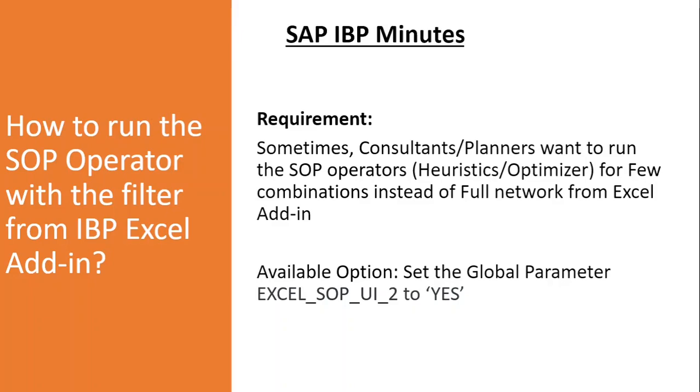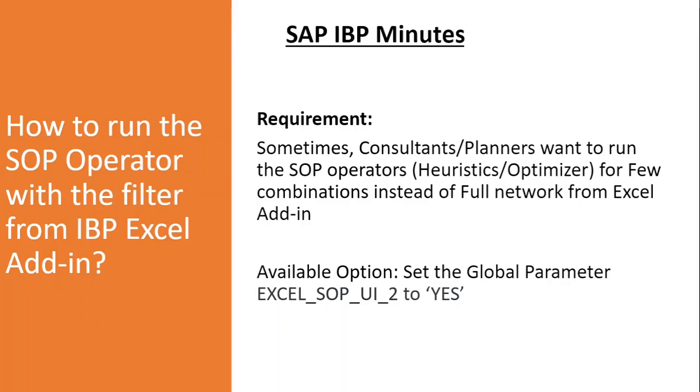To enable that S&OP operator with the filter, we have to set the global parameter called EXCEL_SNOP_UI_2. This is for enabling the SNOP operator version 2 in the Excel add-in. Whenever you enable this, you can run the heuristics or optimizer from the Excel add-in with the filter. So why do we need that actually?